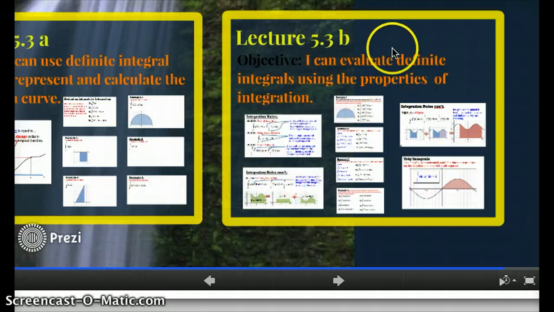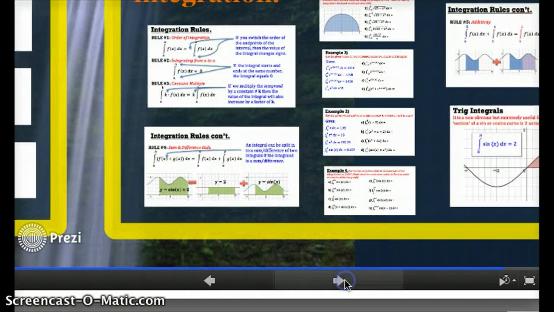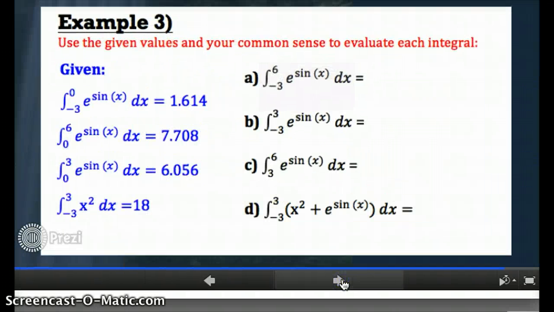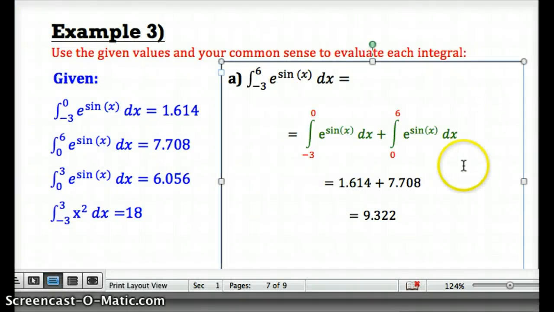Right, so this is the second half of lecture 5.b. It's going to be pretty short. We've already talked about all five rules, and we just looked at this example where we learned about stitching two pieces together in order to make a longer area. The work for part A, which we just worked out, looked like this.